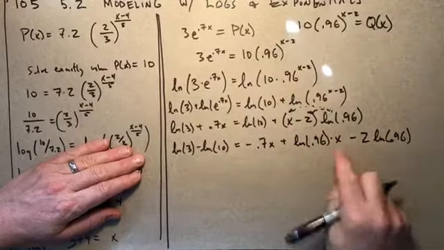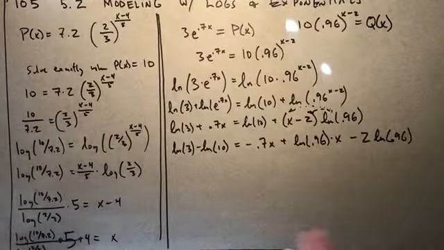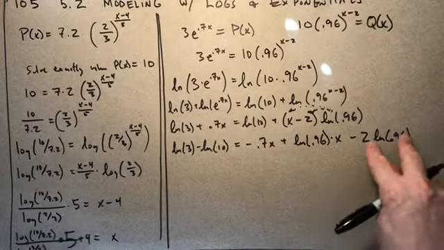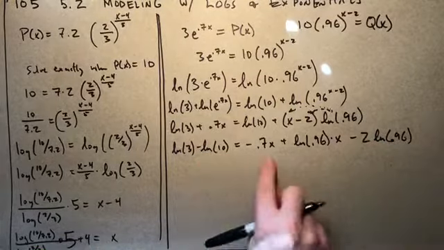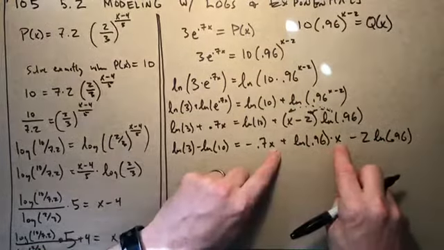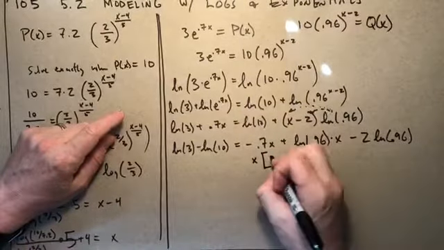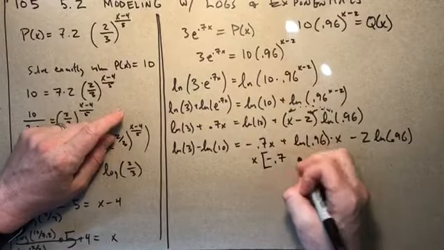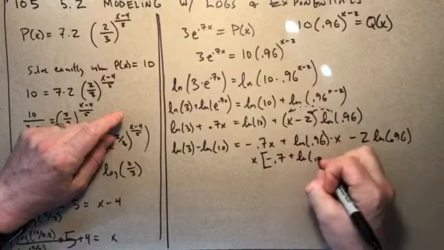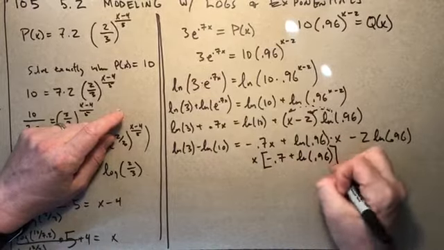I don't know why I wrote the x at the end or the x at the front. It doesn't really matter. I'm going to add this term over, and then here I have an x on both of these, and we can factor. So if I factor out an x, we'll have negative 0.7 plus the natural log of 0.96.